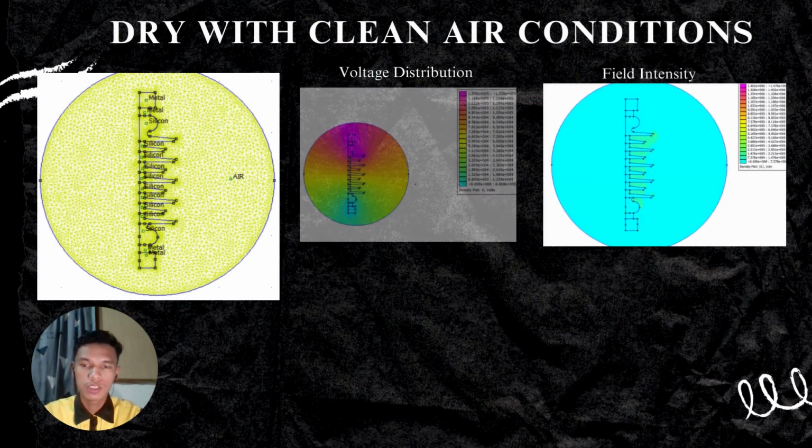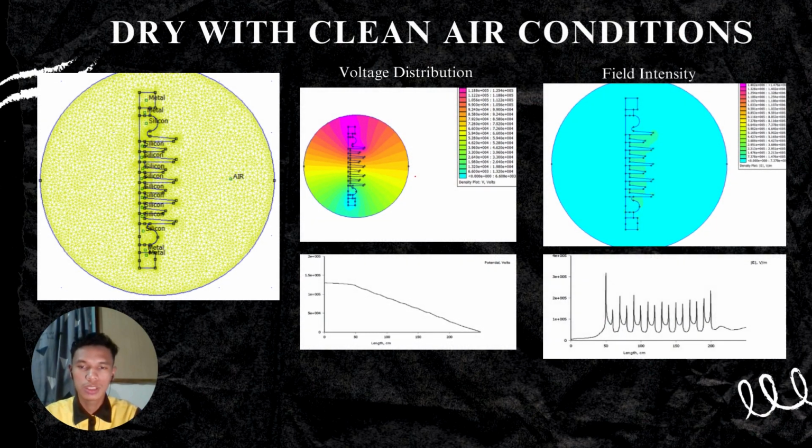As we can see on this slide, that is the simulation during the dry with clean air condition. For the property of the silicon rubber, Er is 12, Ez is 12, and charge density is 0. For the value of the property for the metal, that is Er1 and Ez1. As we can see, when we run the simulation, the voltage distribution and the field intensity result is shown based on the figure.